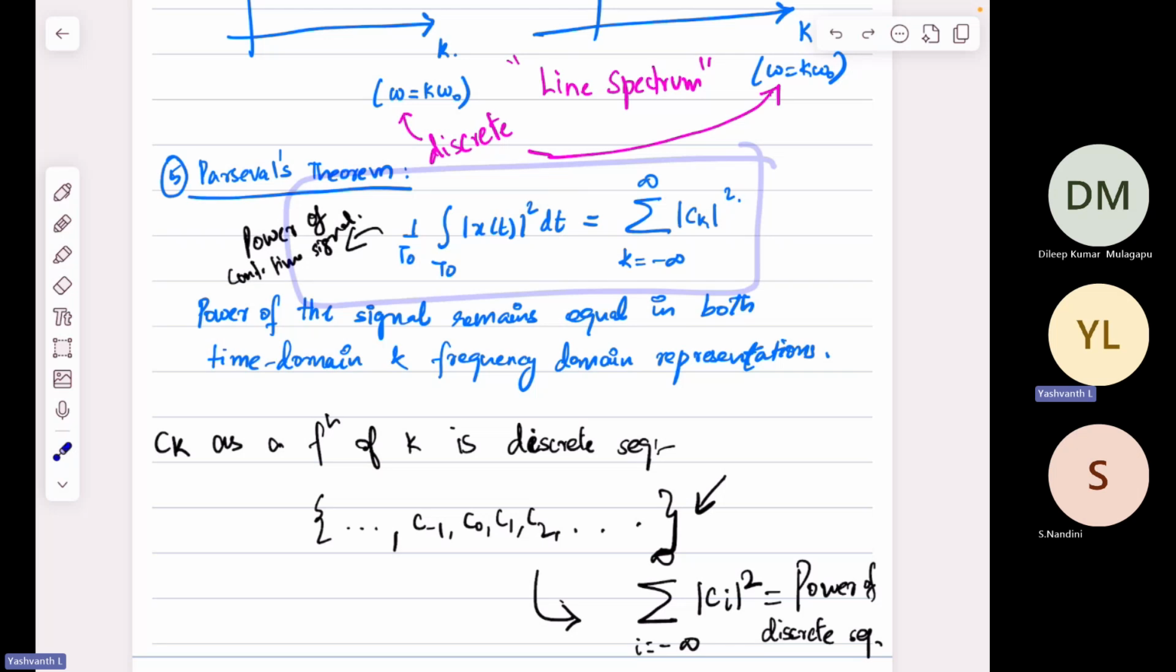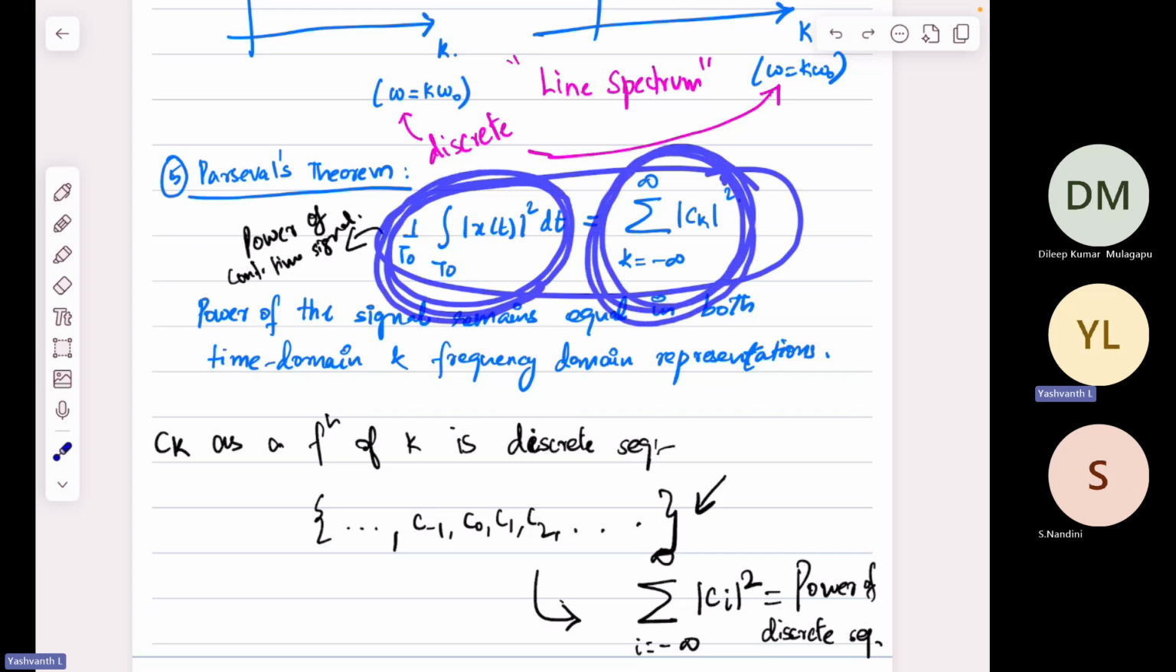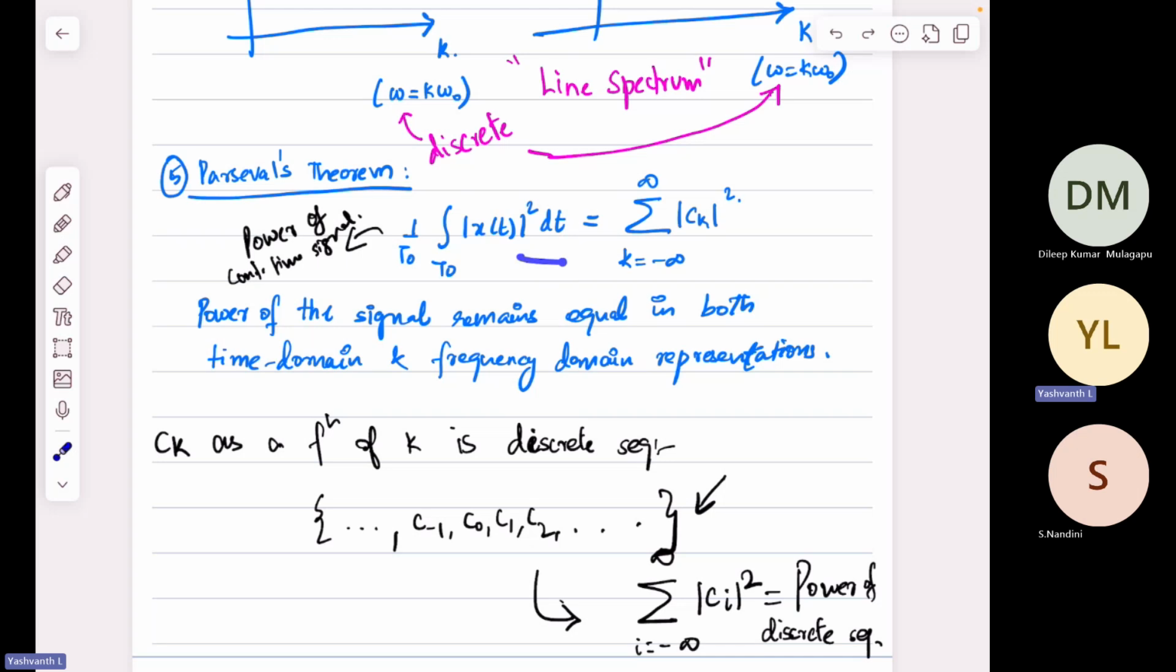And what Parseval's theorem says is that if you compute the power of the signal either in the time domain or in the Fourier domain, which is also called the frequency domain, it doesn't matter, both will be equal. Therefore, in the frequency domain, the power is defined as simply the sum of mod c_k squared, where the sum is taken from minus infinity to plus infinity.